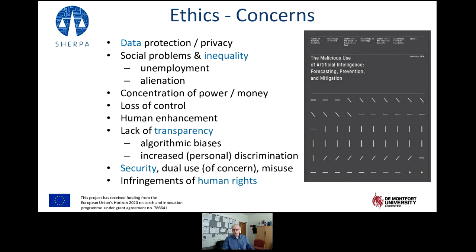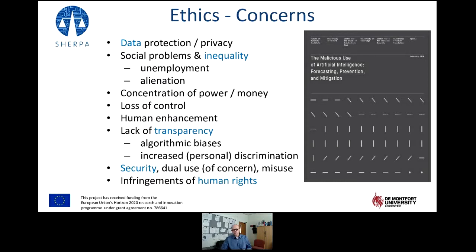The most important one and most widely discussed is probably data protection. But there are lots of other issues around changes to social fabric, possibility of increasing inequality, alienation. There are worries about the concentration of power and money in very few hands, notably the big tech companies. The fact that these technologies are often difficult to understand may lead to perception or real loss of control of individuals over their actions. There are worries that they lead to human enhancement in an ethically problematic way.